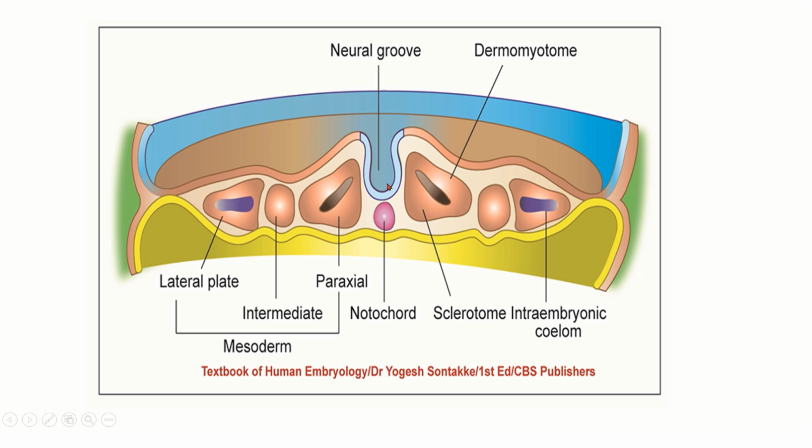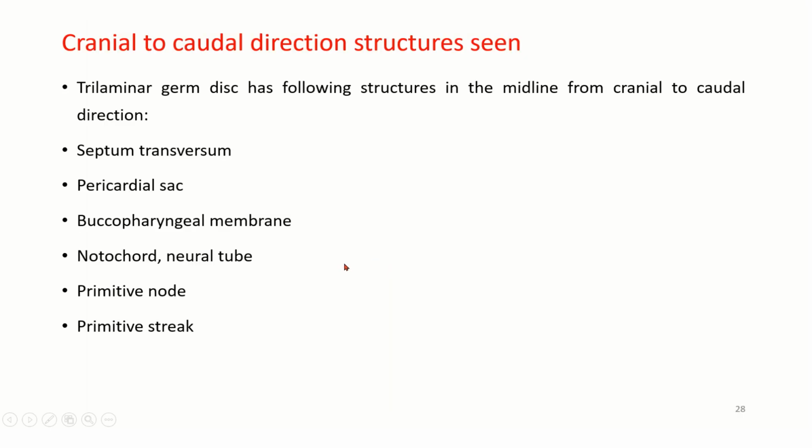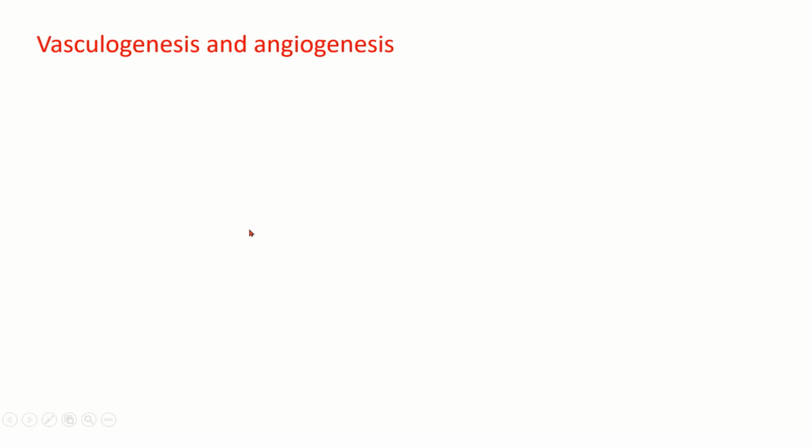You can see here there is a neural groove. You can see the sclerotome and dermomyotome of the somite, intermediate mesoderm, the lateral plate mesoderm, and the intraembryonic coelom. So cranial to caudal, these are the following structures which we will be seeing: the septum transversum, pericardial sac, buccopharyngeal membrane, notochord, neural tube, primitive node, primitive streak, cloacal membrane. I'll show you this in further diagrams.